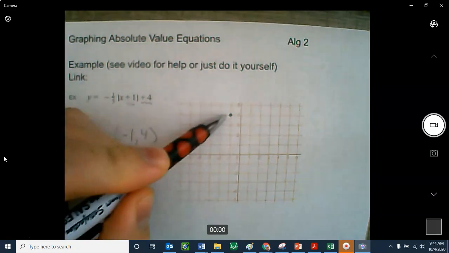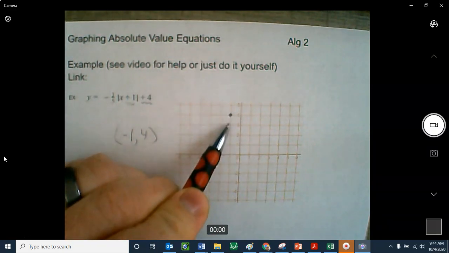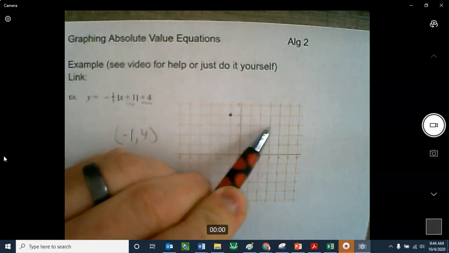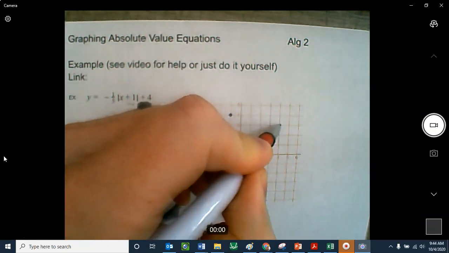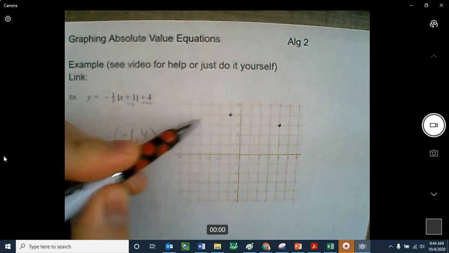I know it's going to have to go down and over to the right or down and over to the left to get to my next point. And in this case, it's down 1 over 5. So from this dot, I'm going to go down 1 and over 1, 2, 3, 4, 5, and put another dot. Okay, going the other way, down 1 over 1, 2, 3, 4, 5.